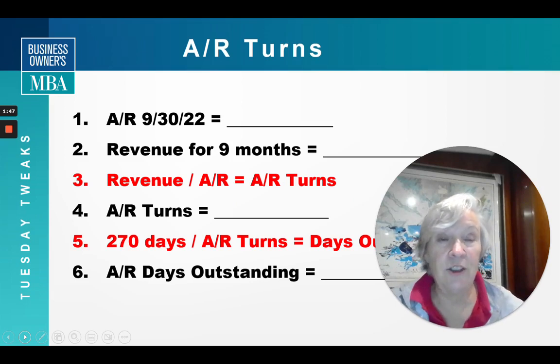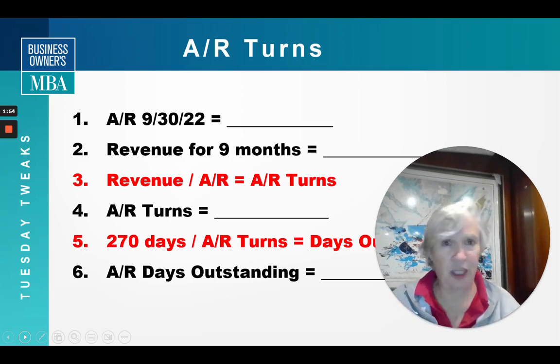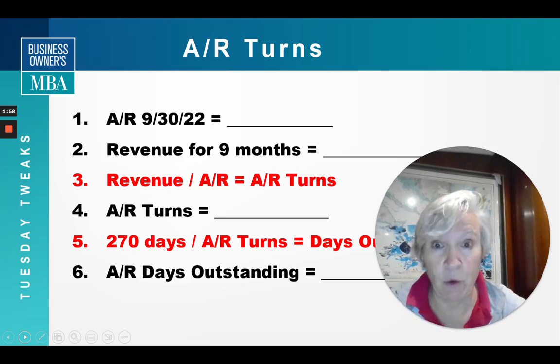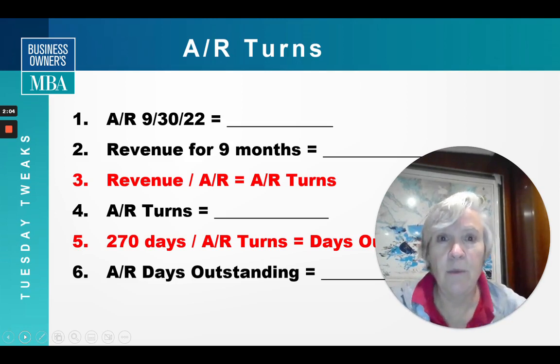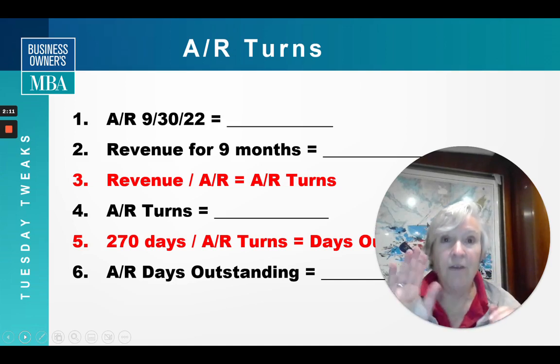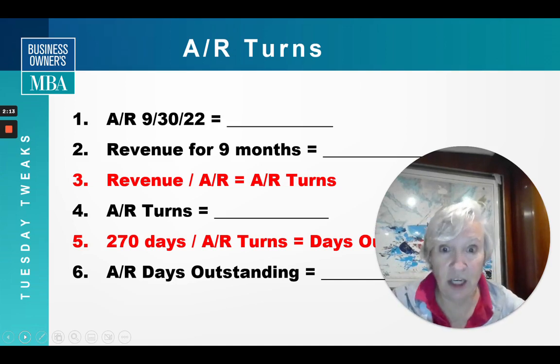Then you're going to divide your revenue by your accounts receivable and you're going to get AR turns. And it may be some weird number like 3 or 6 or 2.4. Write that in number 4. And then we're going to take 270 days and divide it by your AR turns to find out how they are turning, what are the days outstanding for the first 9 months of the year.